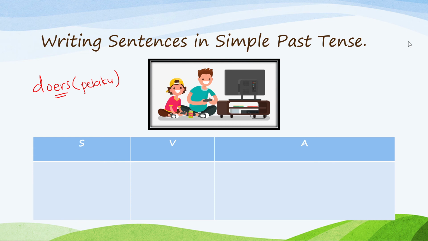What are they doing? Okay, they are doing. You must write it in the verb table, the verb section. So they are playing. They are playing. Alright, mereka bermain. Okay, but remember simple past. Played. So we can write it straightforward, played.